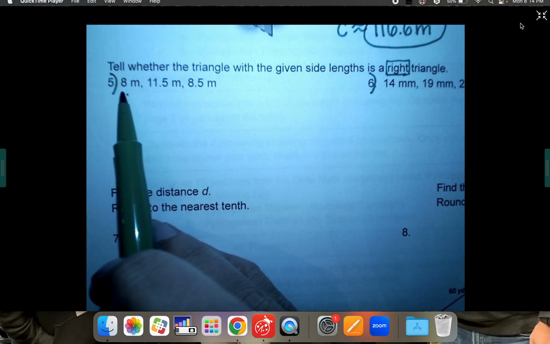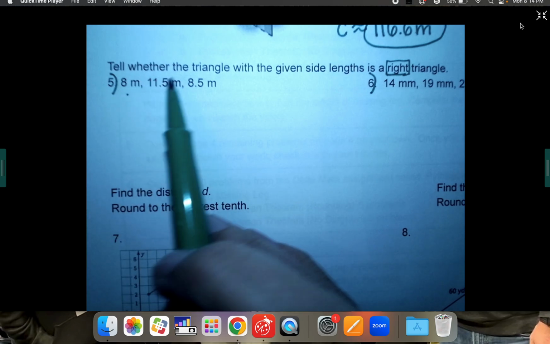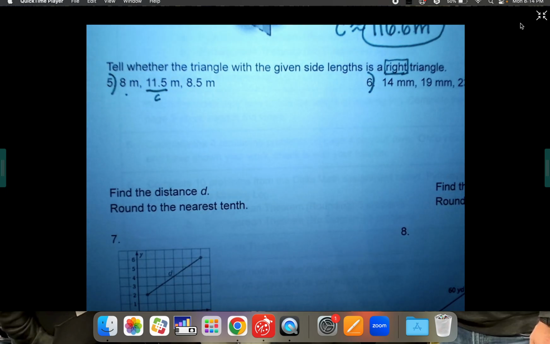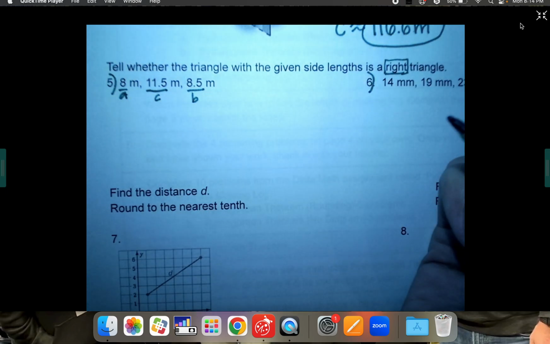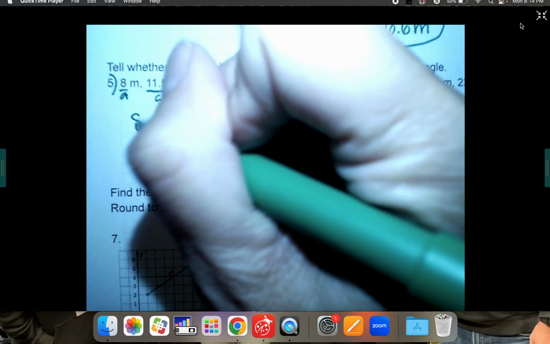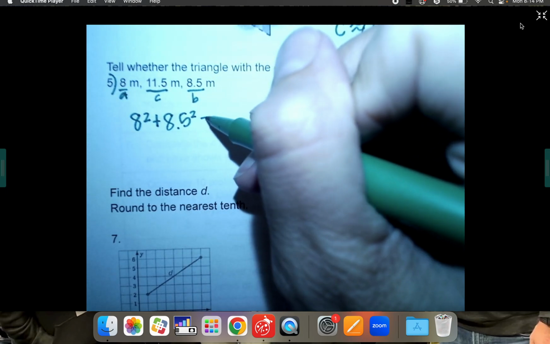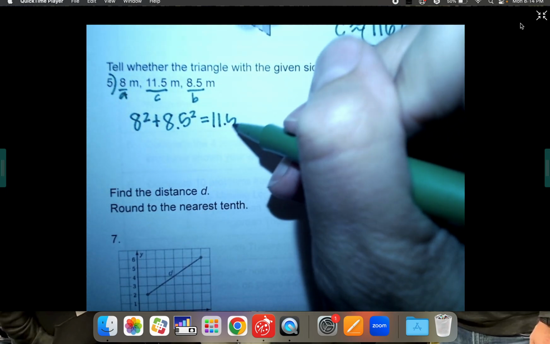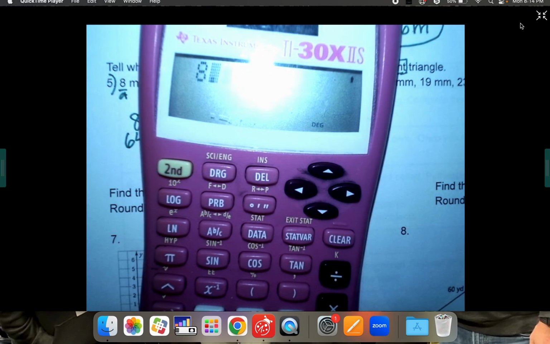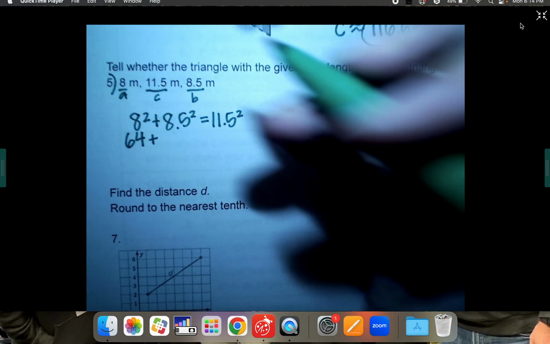So you've got 8, 11.5, and 8.5. So obviously 11.5 has to be the C, and then the A and the B don't matter. I'll make that A and that B. So I will say 8 squared plus 8.5 squared, and we'll see if it exactly equals 11.5 squared or not. 8 squared is 64. 8.5 squared is 72.25.